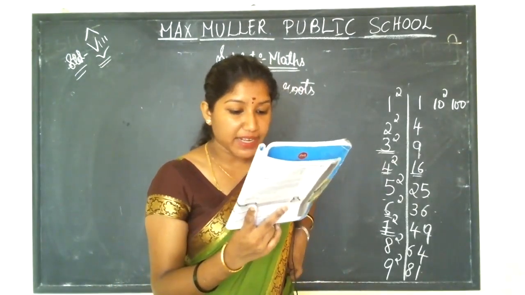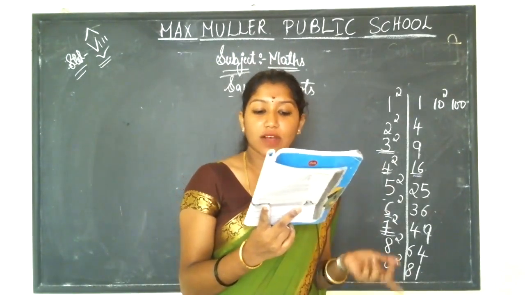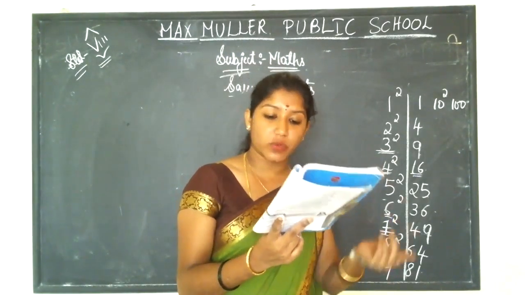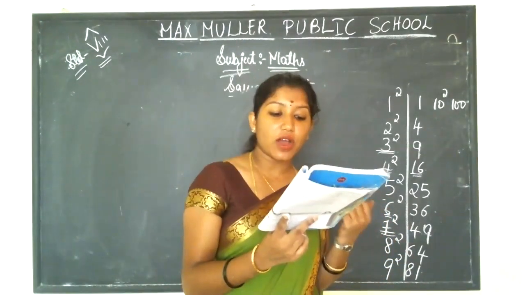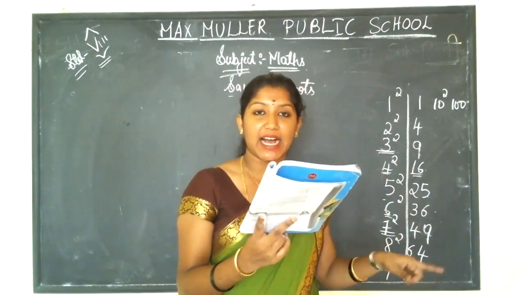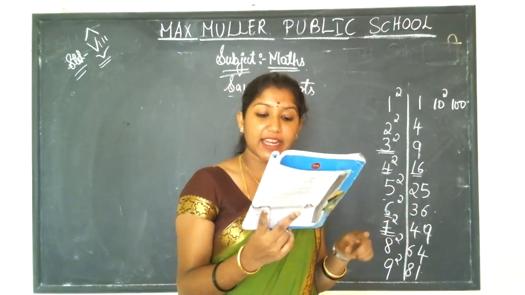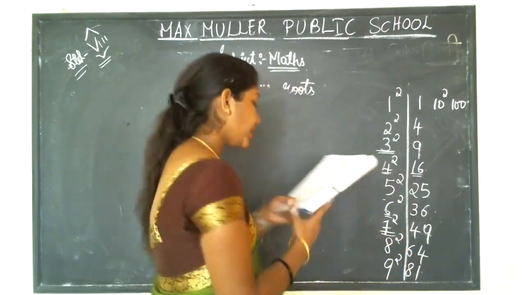Here it is given: the area of a square plot is 2304 meters square. Find the side of the square plot. Here, what have they given? The area. The total area, you have to find out. So the area of the square plot is how much?